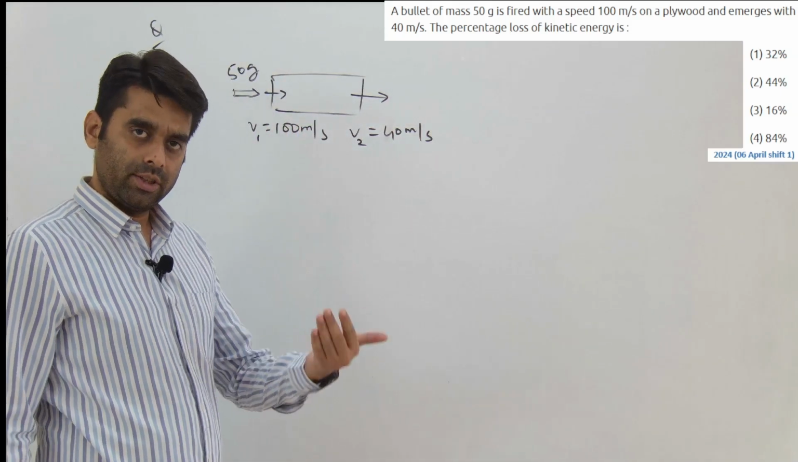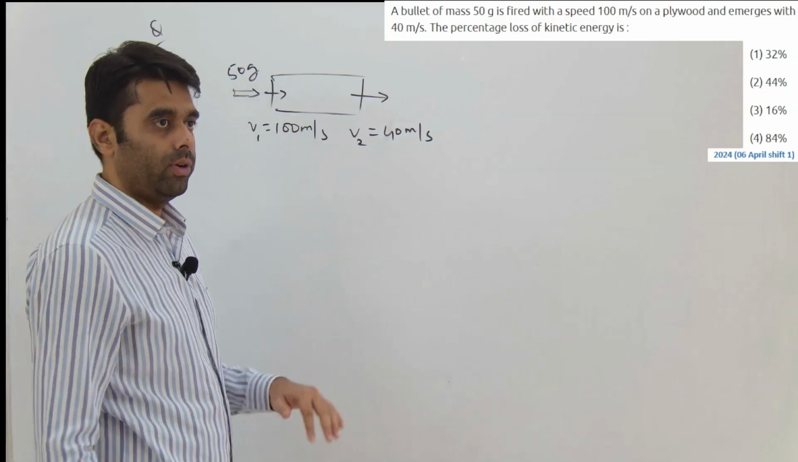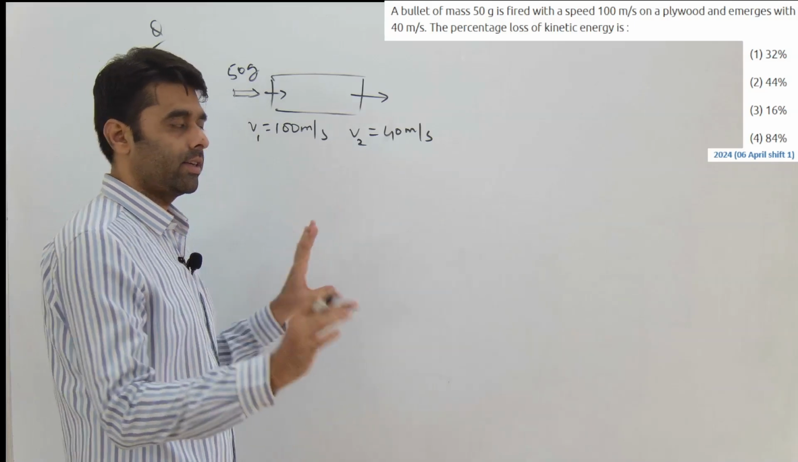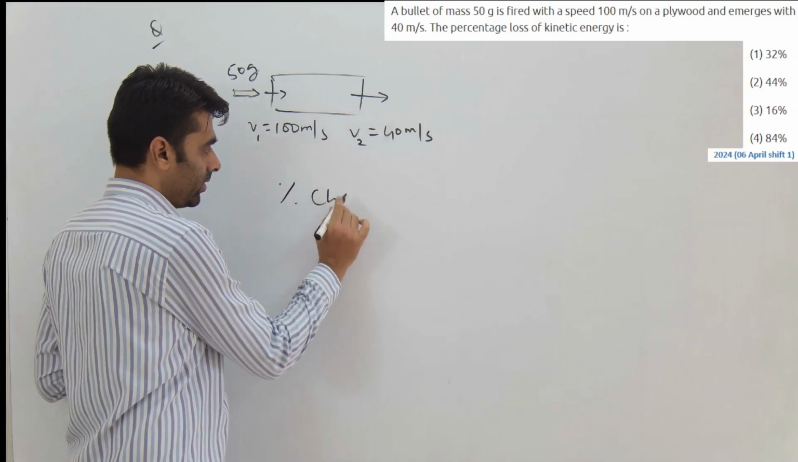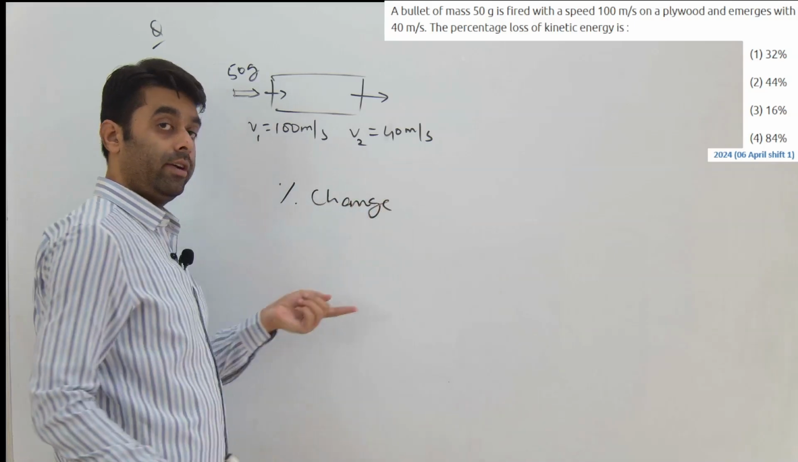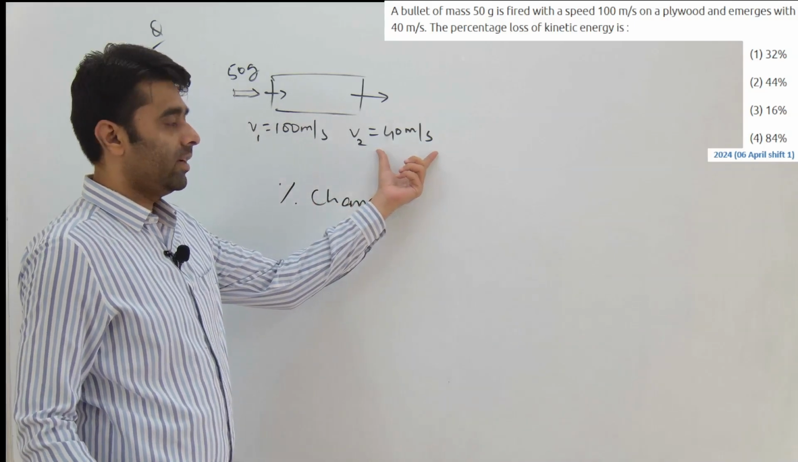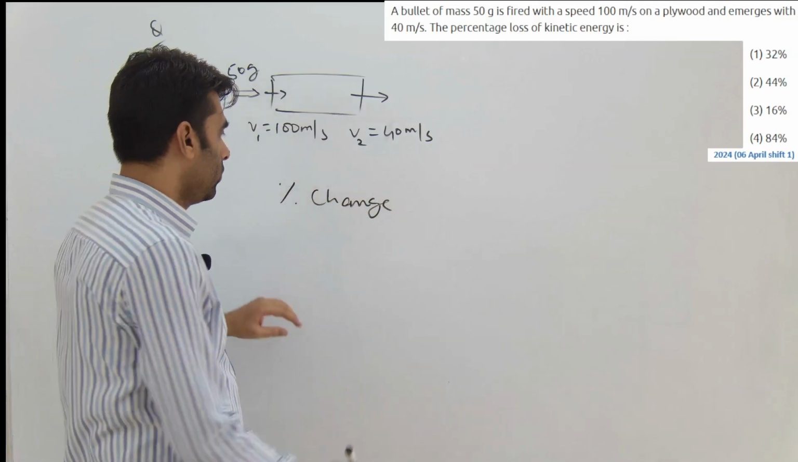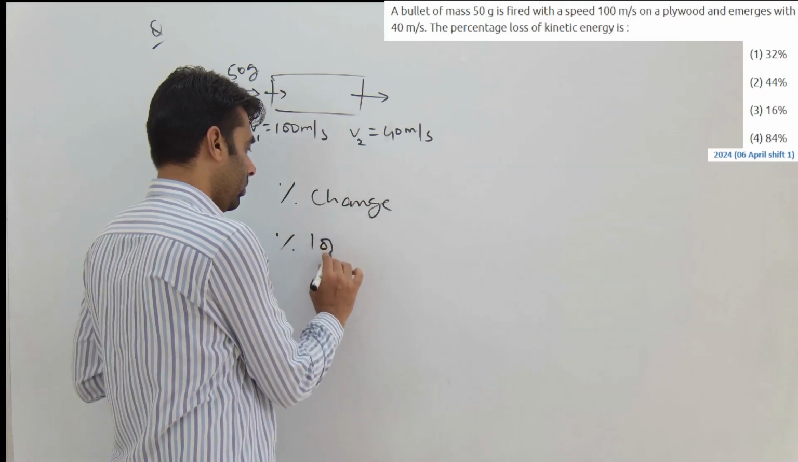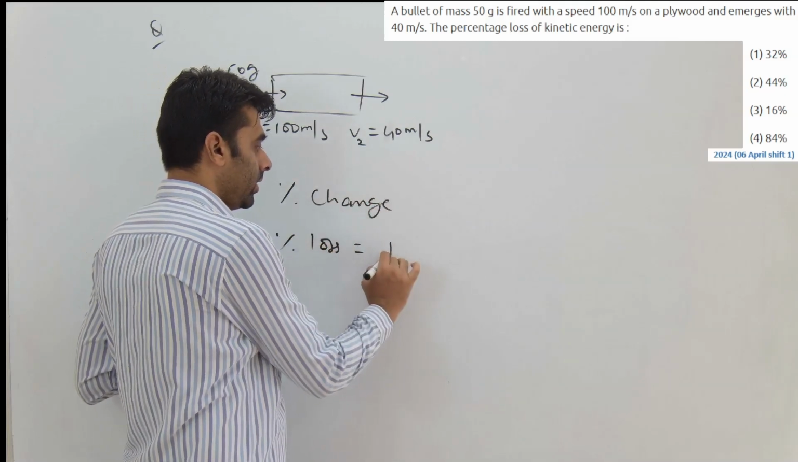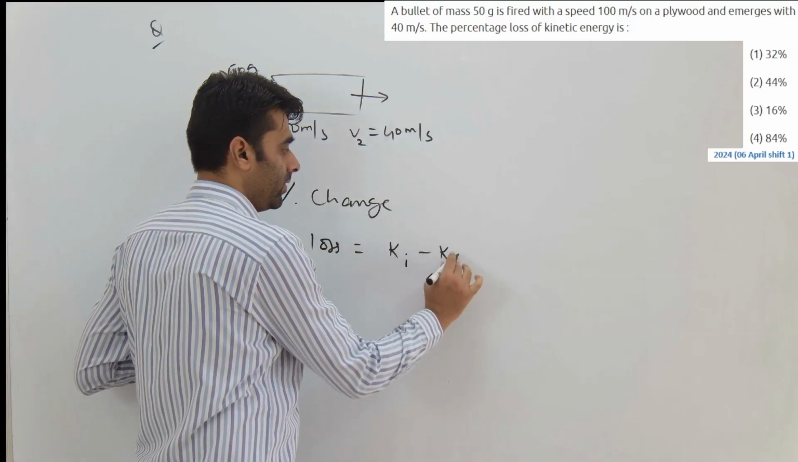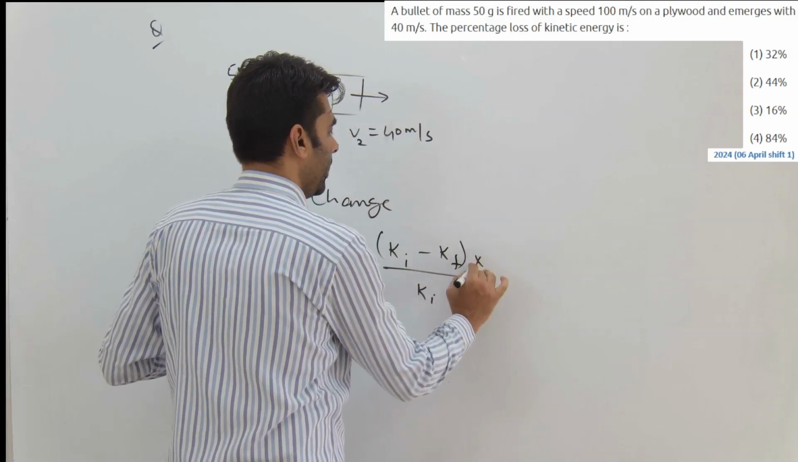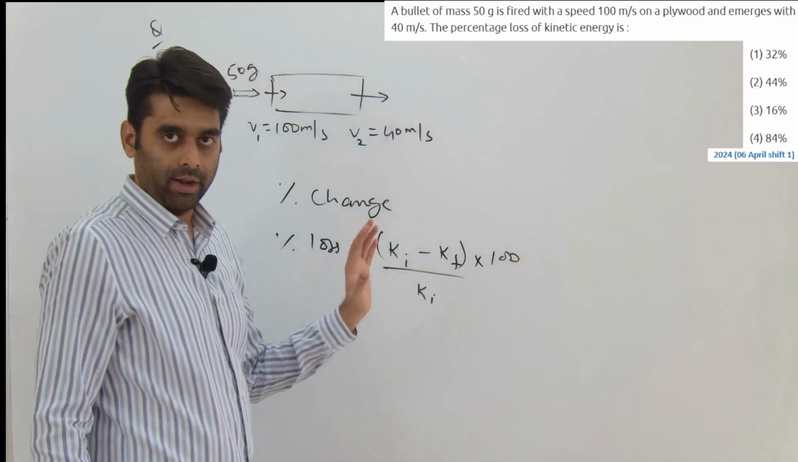We'll use the relation directly in one result only. We'll not calculate individually and then do the percentage change. Let us write down percentage change, and it's a loss. Obviously, final velocity is 40, initial velocity is 100, so there is a loss. So percentage loss is the initial kinetic energy minus final kinetic energy divided by initial kinetic energy into 100, right? I hope this point is okay.